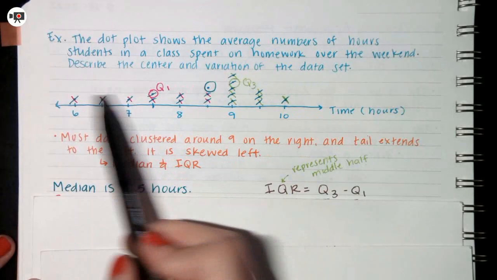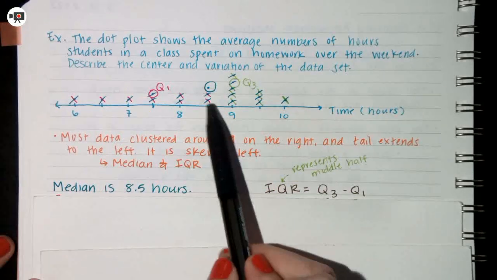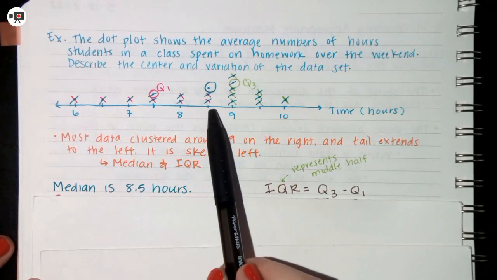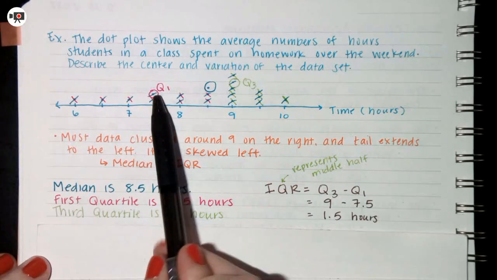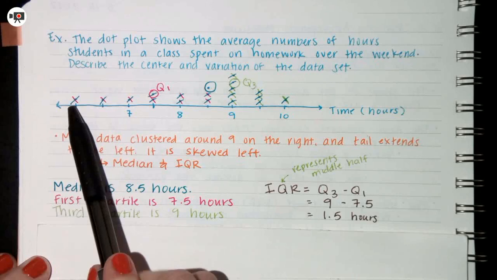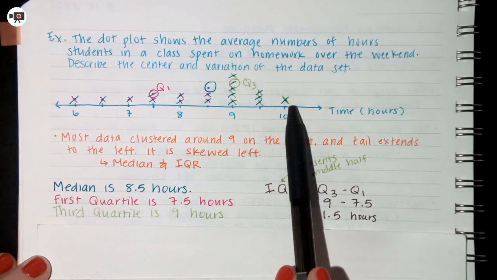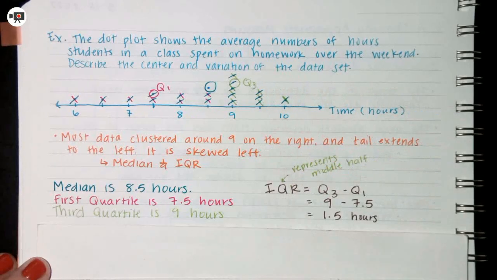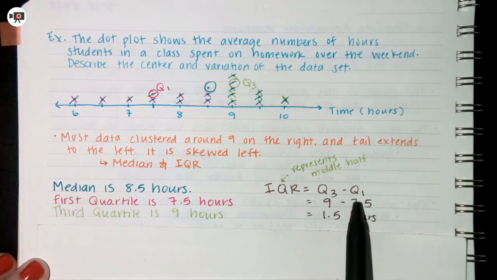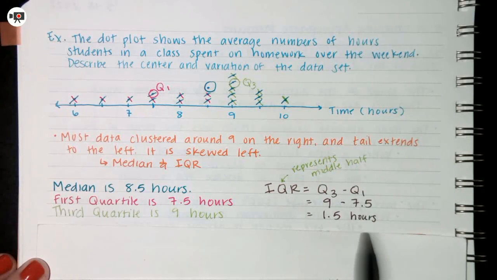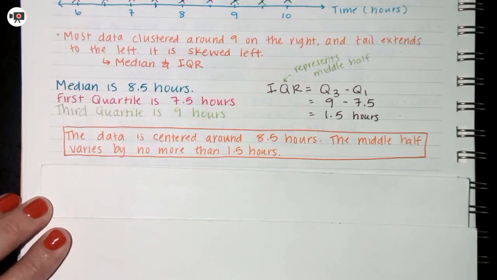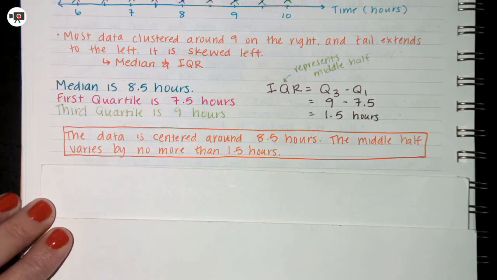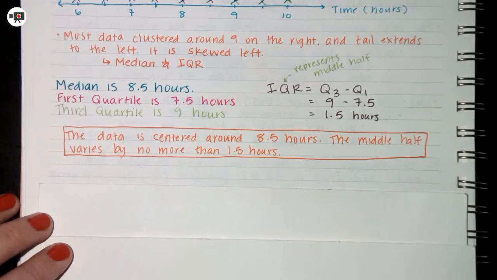The median here, so if I cross off 1 on each side until I get to the middle, the median is 8.5 hours. And the IQR, I need to find the first quartile by finding the middle of the bottom half, and the third quartile by finding the middle of the top half. And then I subtract quartile 3 minus quartile 1 to get the IQR is 1.5. So the data is centered around 8.5 hours. The middle half varies by no more than 1.5 hours. That middle half is the IQR.